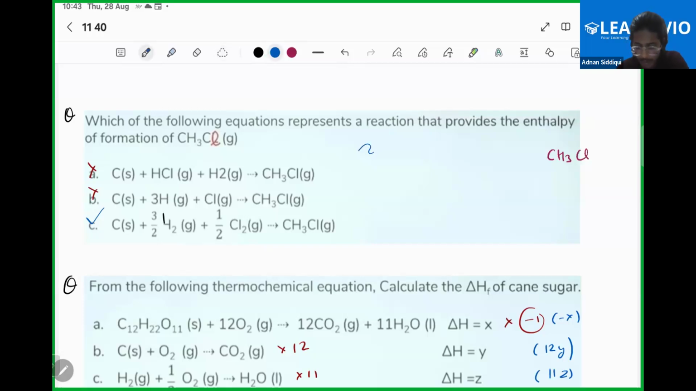If I am going to purchase carbon, I will see it in carbon form, hydrogen in H2 form, and chlorine in which form? Chlorine gas exists as Cl2. You can break it into individual chlorine atoms, but you have to do some work on it. If you purchase it from your shopkeeper, he will give you Cl2.